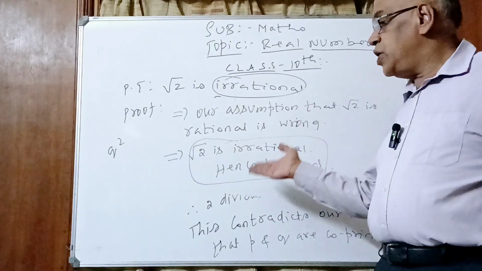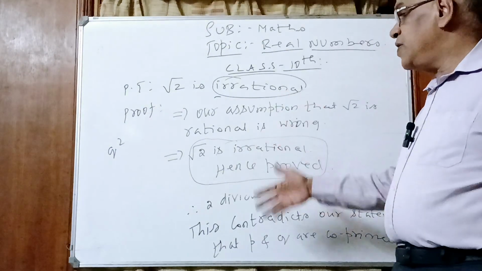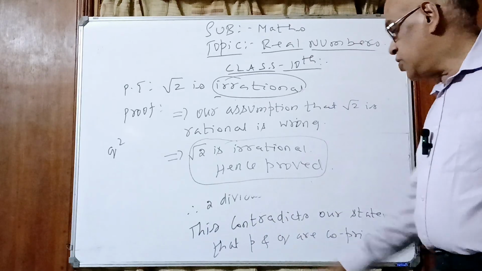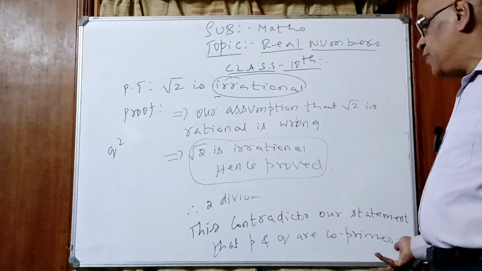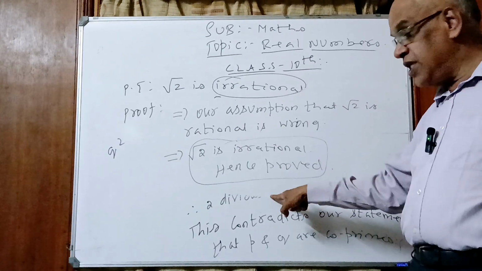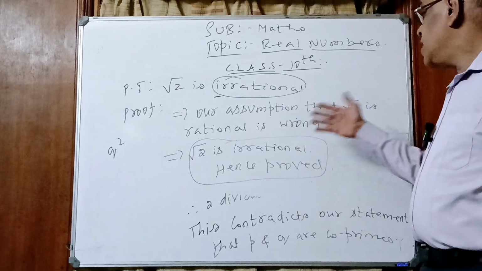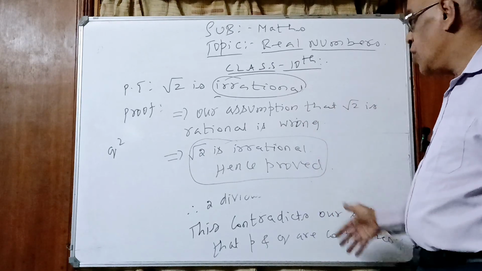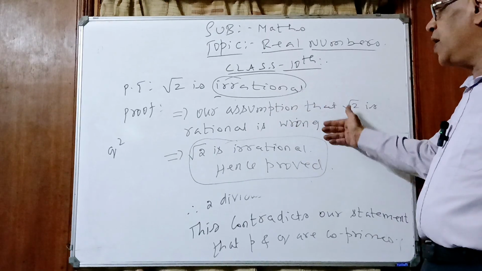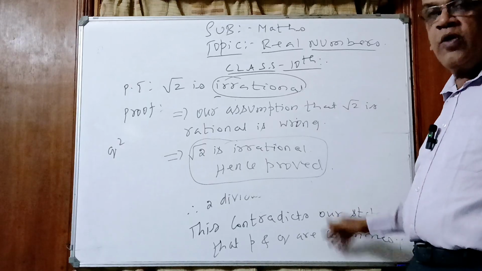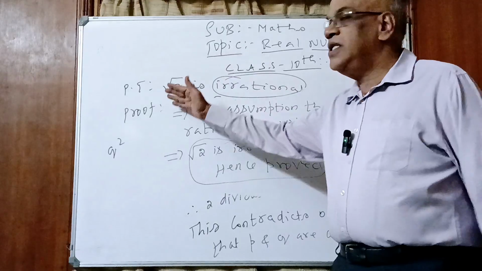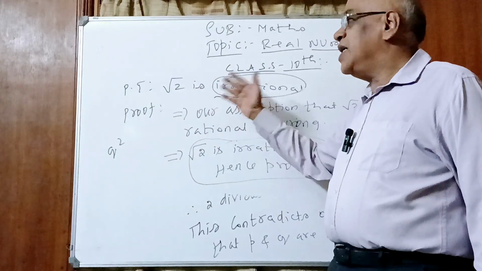What did we say? 2 divides q. Previously we said 2 divides p. Here we said 2 divides q. So 2 divides both p and q. This contradicts our statement that p and q are co-primes. Why? They don't have HCF 1 as per our assumption. They have HCF as 2. What does that mean? Our assumption that root 2 is rational is wrong. Because we assumed p and q are co-primes, they should not have HCF more than 1. We contradicted our own statement. So our assumption that root 2 is rational is wrong, which means that root 2 is irrational, hence proved.